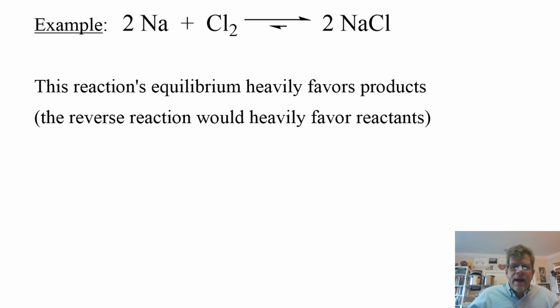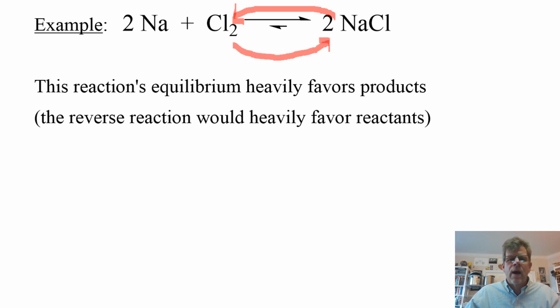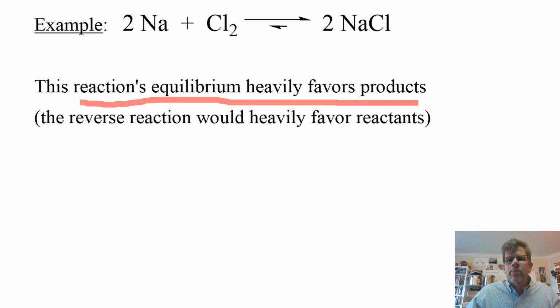However, there is at any given time a certain amount of that table salt being converted back to sodium metal and chlorine. Now, it's a vanishingly small amount, since this reaction's equilibrium heavily favors products, but it happens. And as soon as they're formed, the same rate of reaction converts them back to sodium chloride. So you don't have to worry about sodium metal or chlorine gas being in your sodium chloride or your table salt at all. It's because this particular reaction's equilibrium heavily favors products.